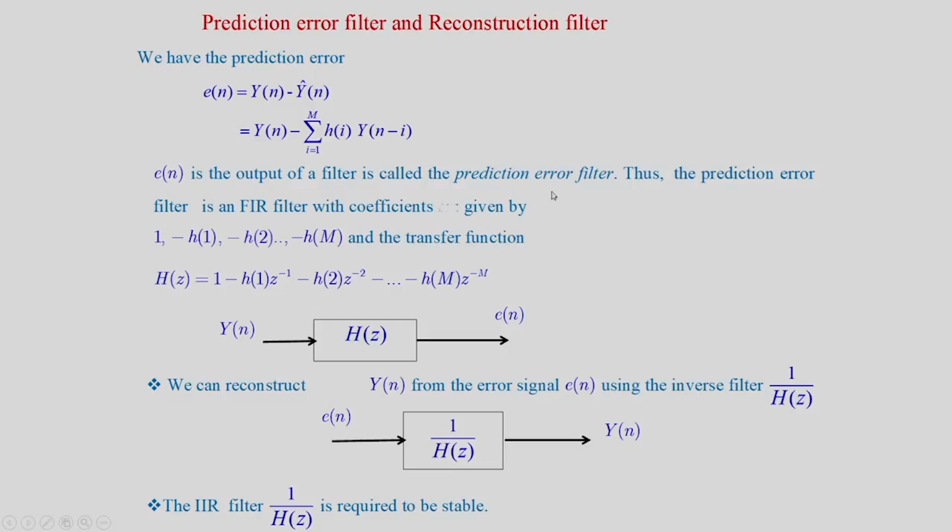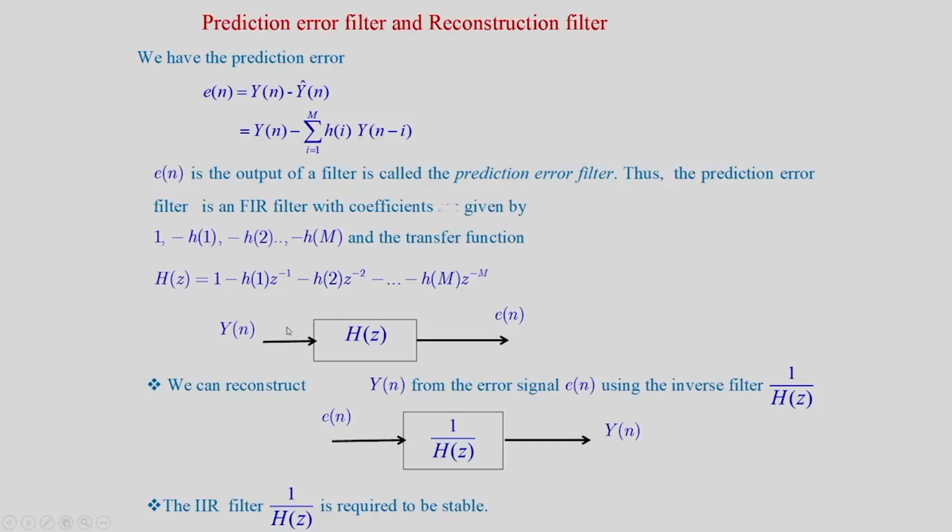Thus, the prediction error filter is an FIR filter with the coefficients given by 1, then minus h1, the first coefficient, like that up to minus hm. So, these are the filter coefficients of the prediction error filter. And the transfer function H(z) we can write in the transform domain: H(z) is equal to 1 minus h1 z to the power minus 1 minus h2 into z to the power minus 2, etc., up to minus hm into z to the power minus m.